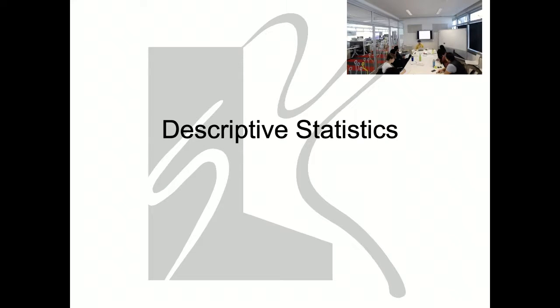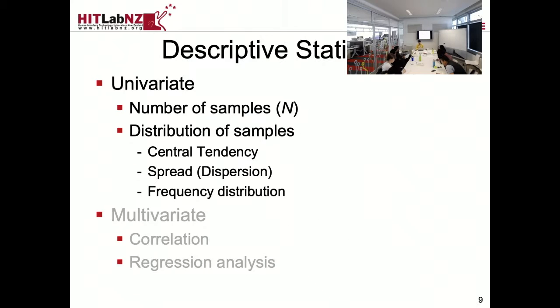Okay, let's talk about the descriptive statistics. I'm going to talk about the univariate one first, which means it handles only one variable in the data. So the data set is related to only one variable. There is only one factor. So we should think about the number of samples and then the distribution of samples, which is, I'm going to talk about the central tendency and the dispersion and the frequency of the distribution.